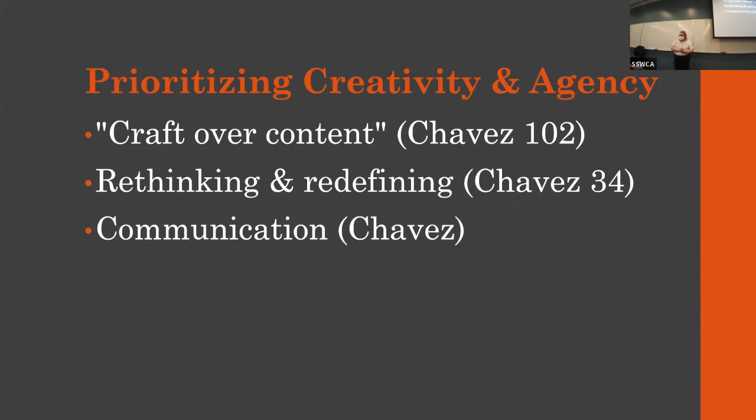Alrighty, so prioritizing creativity and agency. Chavez suggests that peer review, workshop, conversations, and critique should often focus on craft over content. She discusses how it's relevant for students to learn which craft moves are working or need assistance. This allows students more agency in the writing process. This also encourages inclusivity within the workshop as well.